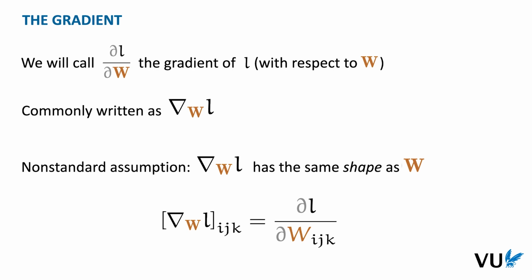For instance, in this example, we can think of W as a 3-tensor, and then we say that in this gradient, the element ijk is the gradient of the loss with respect to element ijk of the matrix W. With these rules, we can use tensors of any shape and dimension and always have a well-defined gradient.